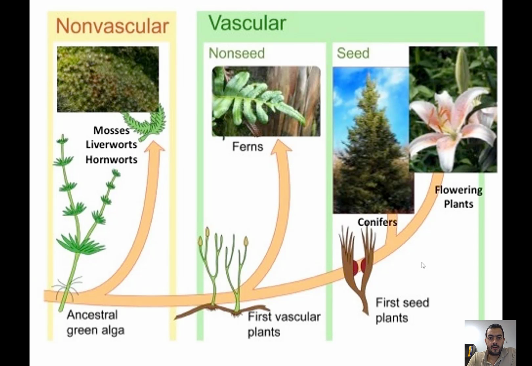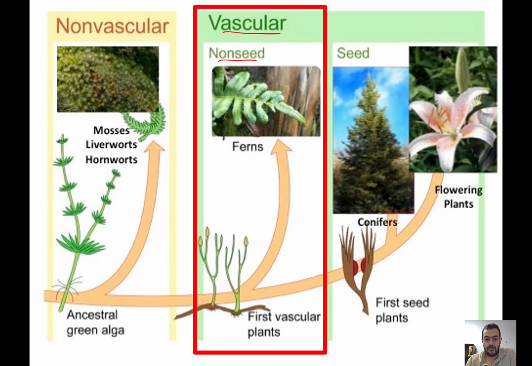Hello everyone. So as you remember, the next group in terms of the evolution of plants is the seedless vascular plants, and that's what we will focus on in this video. So at the beginning we are going to discuss what are the characters gained by having vascular tissues, and then we will move on to focus on the seedless vascular plants, which is exemplified by the ferns.